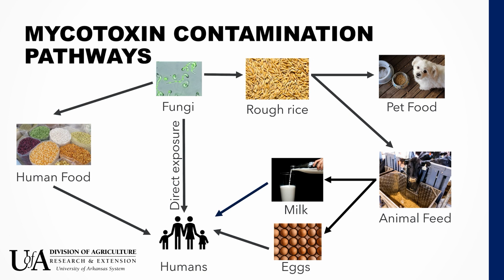The other way is that fungi could be on the commodity, on the rough rice, and inadequate processing can lead that to find its way into the pet food chain. And whenever it is in the pet food chain, we can easily get in contact with pet food, and that can end up affecting humans.